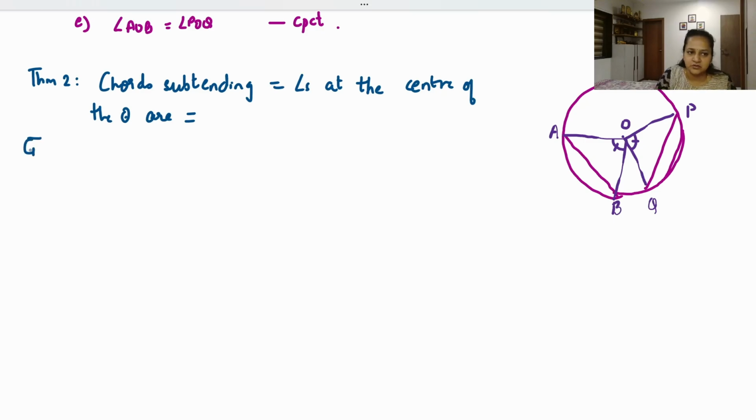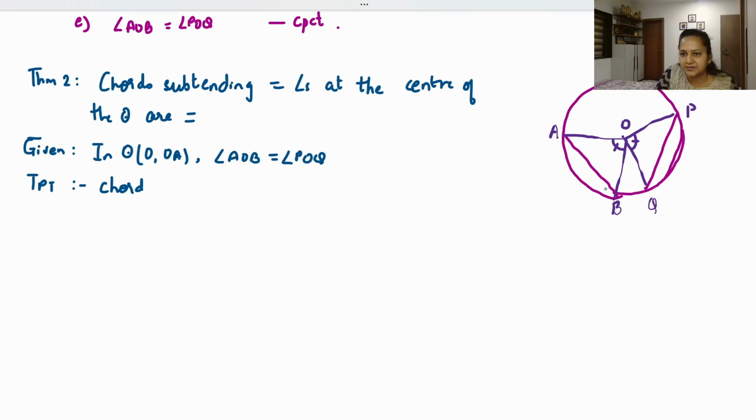And what is given to us? Are we given that AB is equal to PQ? No, they are just two chords. But what is given? That in a circle with center O, you can take any of the radii, OA. We are given that angle AOB is equal to angle POQ. This is given to us this time. And we have to prove that the chords which are subtending the angle, AOB is subtended by which chord? Chord AB. And POQ is subtended by which chord? Chord PQ. The two are going to be equal.